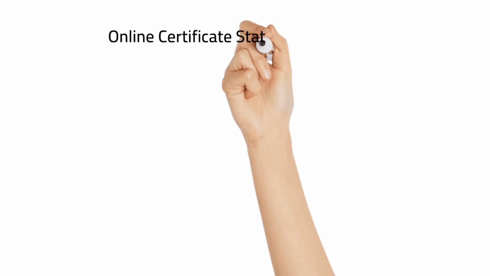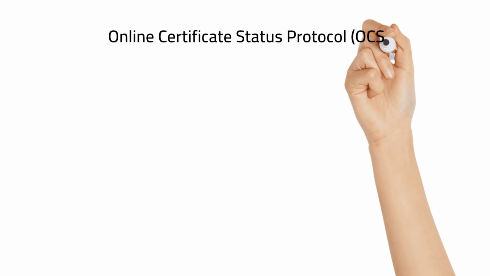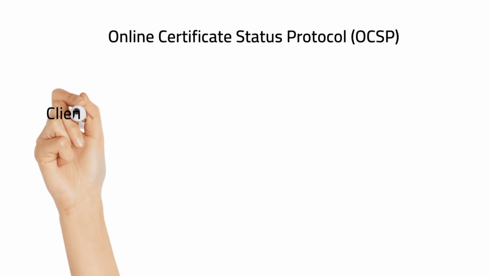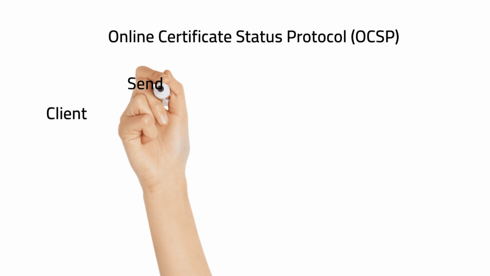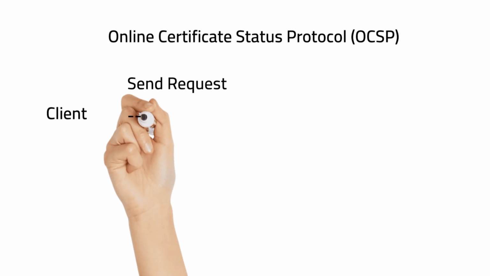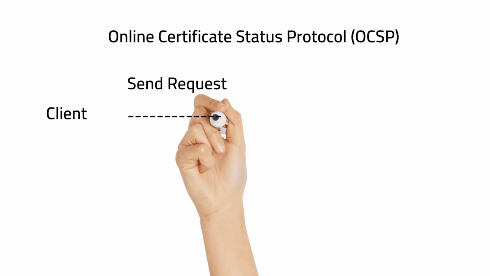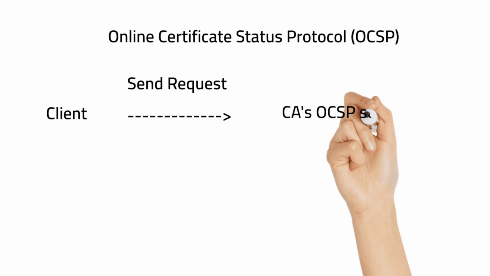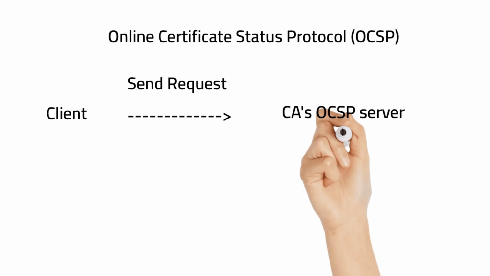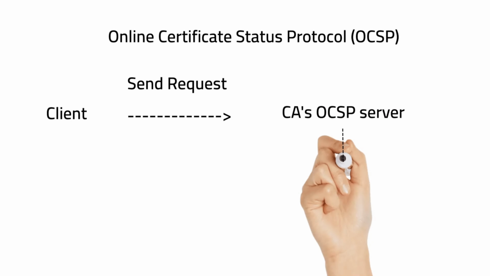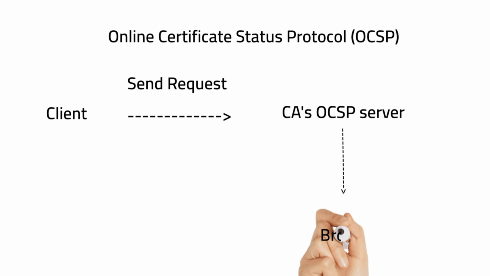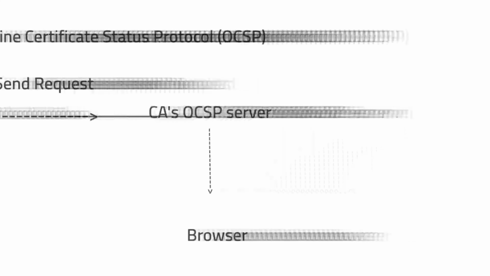OCSP, Online Certificate Status Protocol. This protocol eliminates the latency in the use of the certificate revocation list. How? When a client receives a certificate, it sends an OCSP request to the CA's OCSP server. The server then responds back with the status of valid, invalid, or unknown. Then the browser uses this information to determine whether the certificate is valid or not.